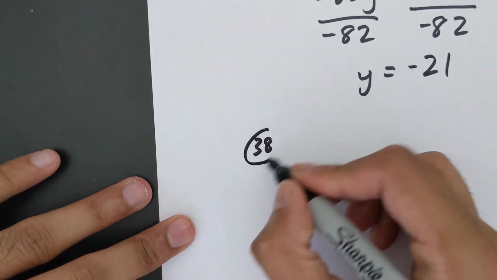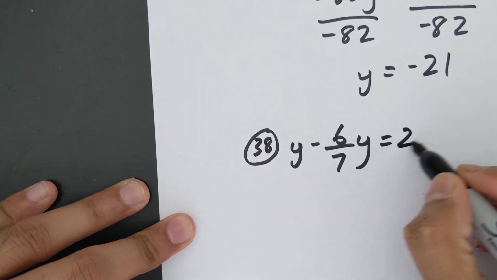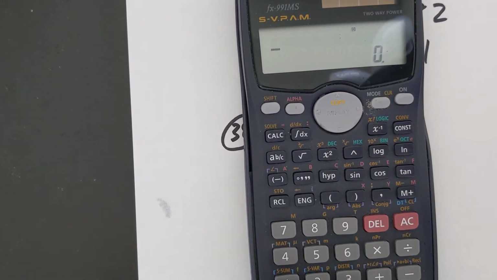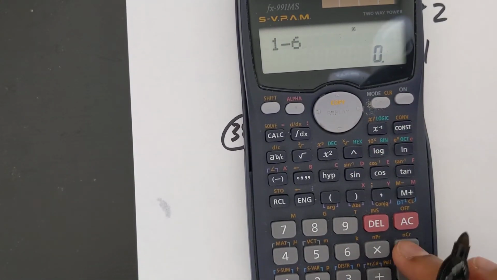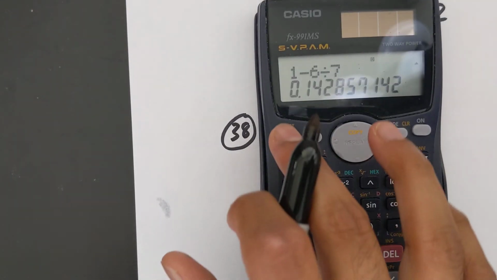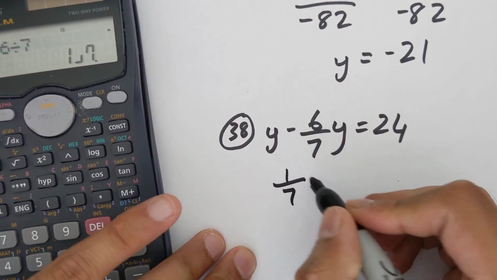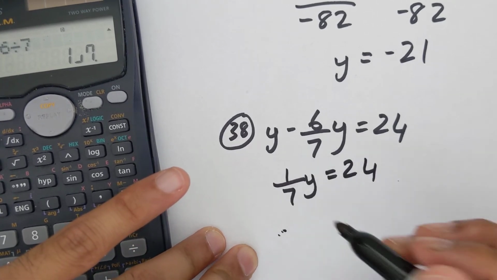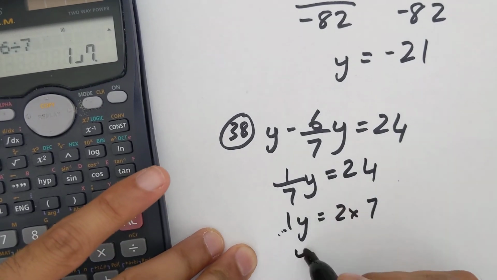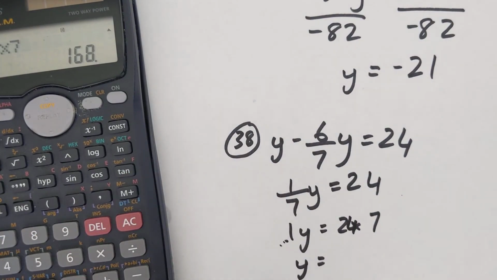For question number 38, it's the same idea, it's just with fractions. So I have y minus 6/7y equals 24. So I'm just going to do this in my calculator. I'm going to combine the like terms in my calculator by typing 1 minus 6 divided by 7. Yes, that's all I did. I typed that in my calculator. When I convert it to a fraction, I get 1 over 7. So I know 1 over 7y equals 24. I'm going to multiply the 7 on the other side, so 1y equals 24 times 7. And y equals, oops, missing the 4 there. 24 times 7 is 168.